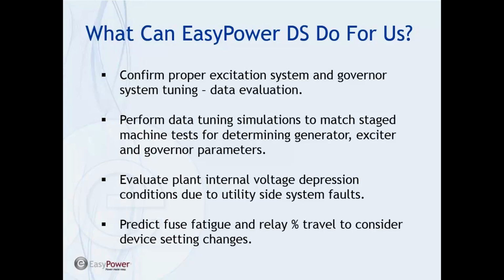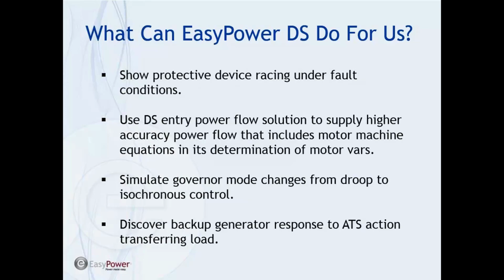You can evaluate plant internal voltage depressions. That is, something's happening on the utility grid. How is that affecting voltage inside my facility? A couple interesting things here that we'll also look at today that I have really not seen in other stability packages, and that is we can help you predict fuse fatigue and how far relays are traveling for a given condition, or for like a fault condition or some type of switching condition in a facility. Maybe devices are racing, and you want to know which one's going to trip first. We can show protective device racing under fault conditions.